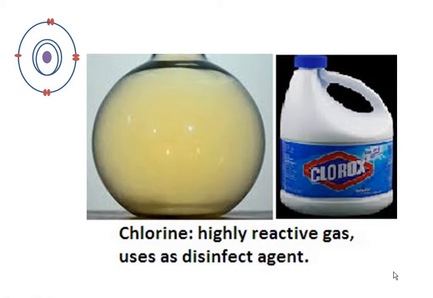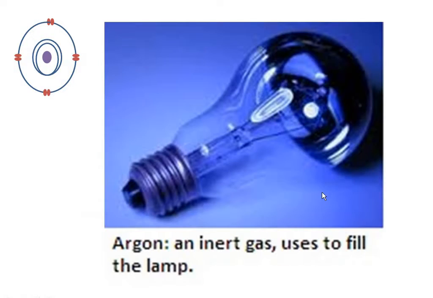Chlorine is also a highly reactive gas. You can find it in disinfectant agents. Argon. Argon has 8 electrons that fully fill the valence shell, so it is an inert gas. It is used to fill inside lamps.